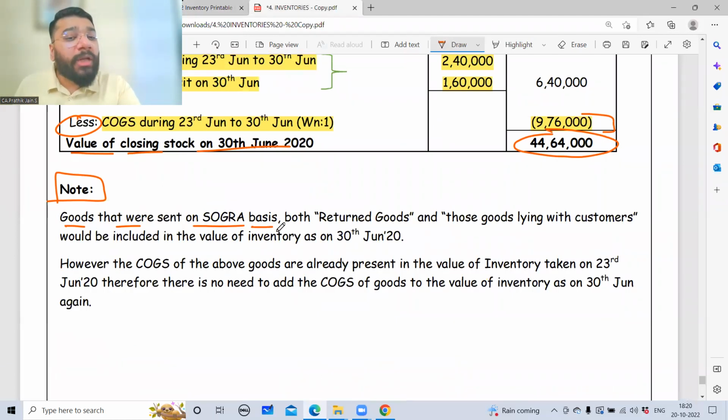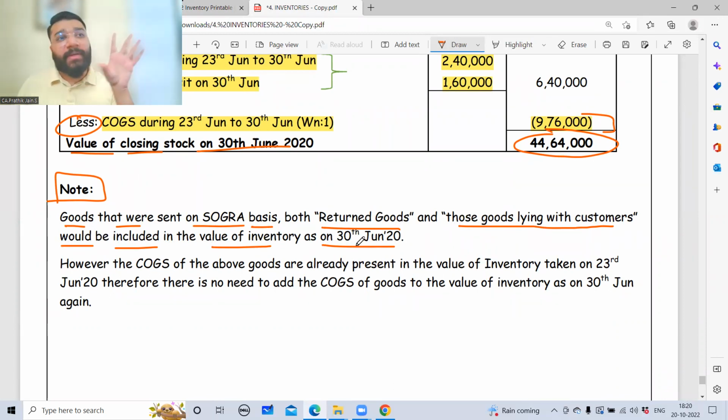Goods that were sent on consignment basis, both the returned goods and those goods lying with the customer, have to be included in the value of inventory as on 30th June, as per the rules. As per the concept that we studied in the consignment chapter, both the goods that were returned and the goods lying with the customer have to be included in the value of the inventory. So they get clarity that the addition needs to be done.